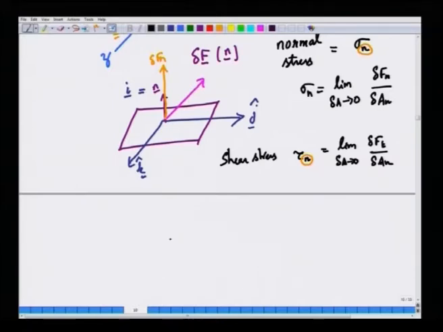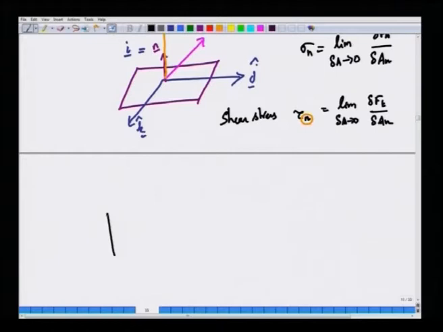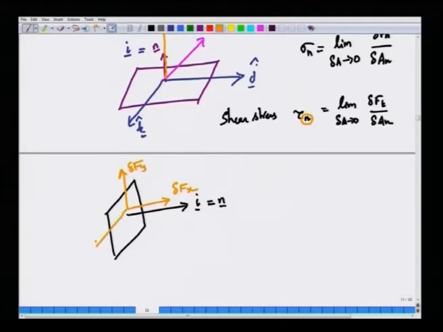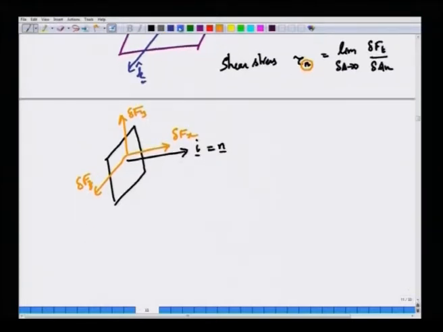For this particular surface, you are now considering a surface whose unit normal is in the plus i direction. This force can be resolved into a normal component, delta f x, a component along y, delta f y, and a component along z, delta f z. Correspondingly, you can define stresses as follows: sigma x x is the limit as delta A x tends to 0, in the limit as the area shrinks to a point, of the force acting on the surface in the normal x direction divided by the area.